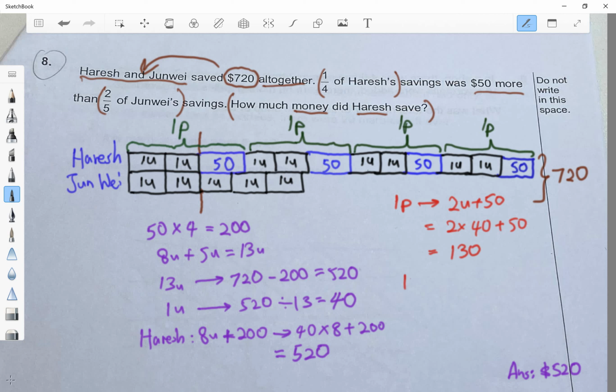And Haresh, we can say that he is either 8 units plus 200 or 4 parts. So if it's going to be 4 parts, it will be 130 multiplied by 4. And that's why I'm very happy when I actually obtain 520. And usually I will inform my students, they can actually draw a smiley face to encourage them along when they are trying to solve this question in the exam.